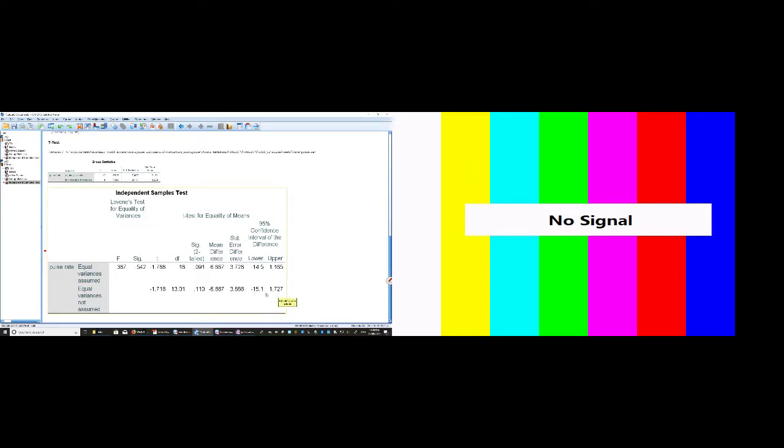All right, so using the confidence interval, in order to check whether there's a difference, we would check to see if 0 is inside this interval. 0 is inside this interval, so we don't have enough evidence to reject the claim that there is a difference between the population means.